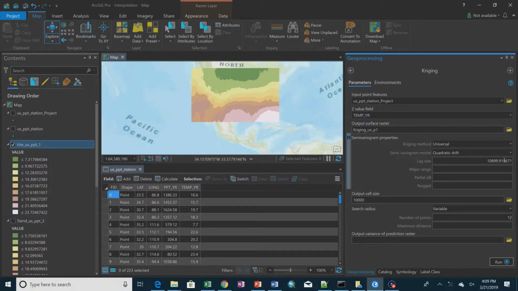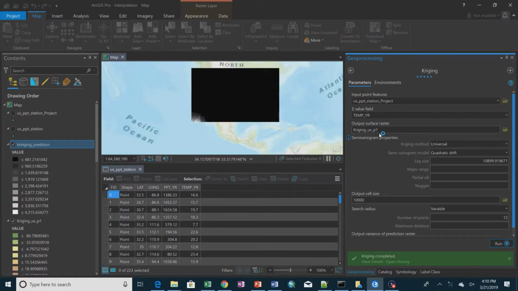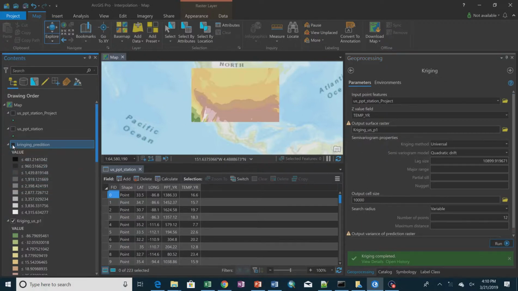But I also want to choose my variance of prediction raster. I want to specify that. So I'm going to just call this Kriging prediction and hit run. So there's my predictions. I might want to re-symbolize that. And then this map right here is showing me the trend surface. I'm sorry, not the trend surface. The prediction of my Kriging values.